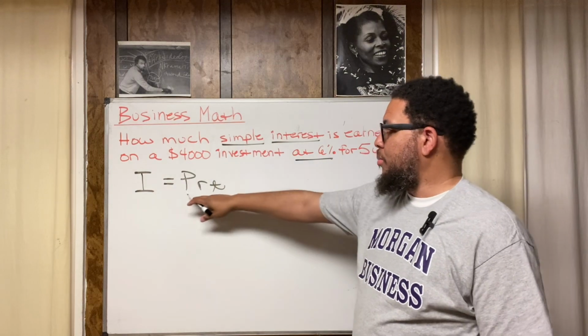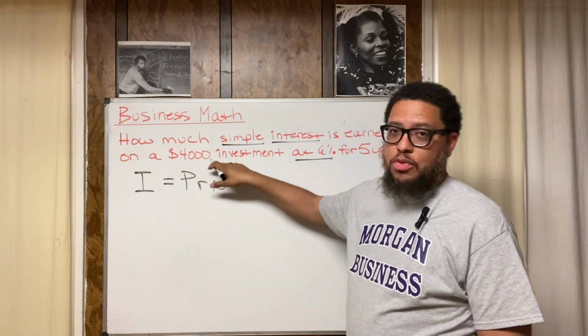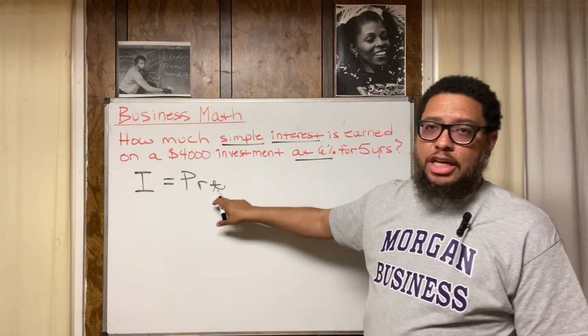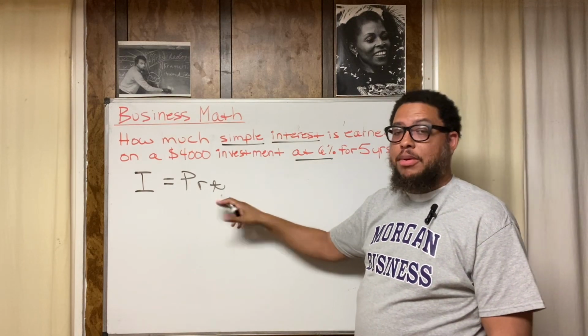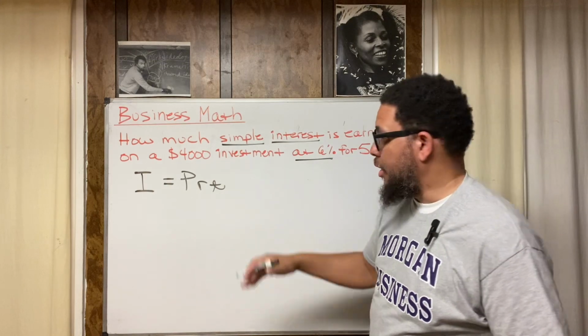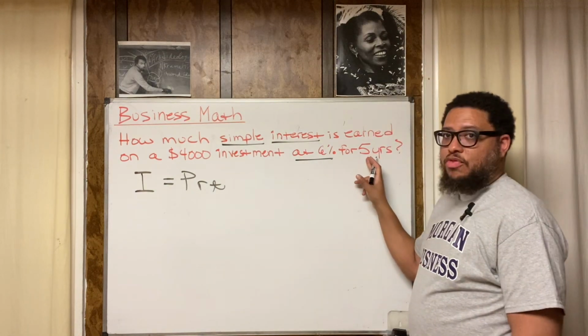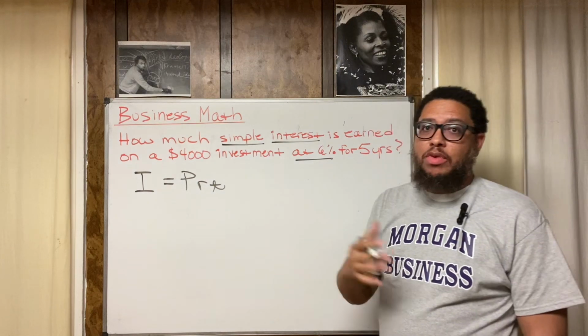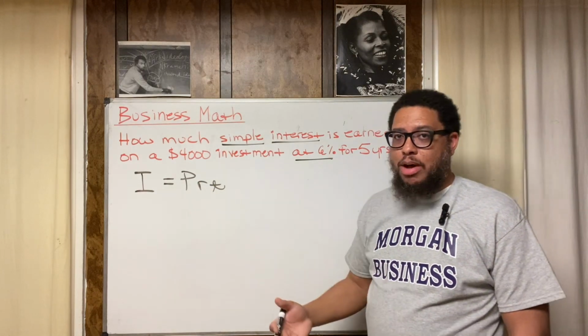All right. So look, principal is how much you start out with. That's your 4,000. R is your interest rate. That's your 6%. T stands for time, the amount of time in years. In this particular problem, the amount of time is 5 years. All right. So all we got to do, and these problems are relatively easy compared to some of the other problems, right?